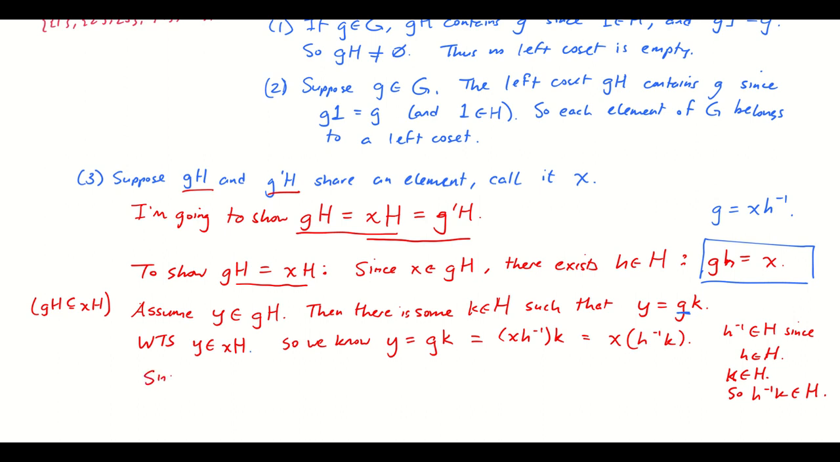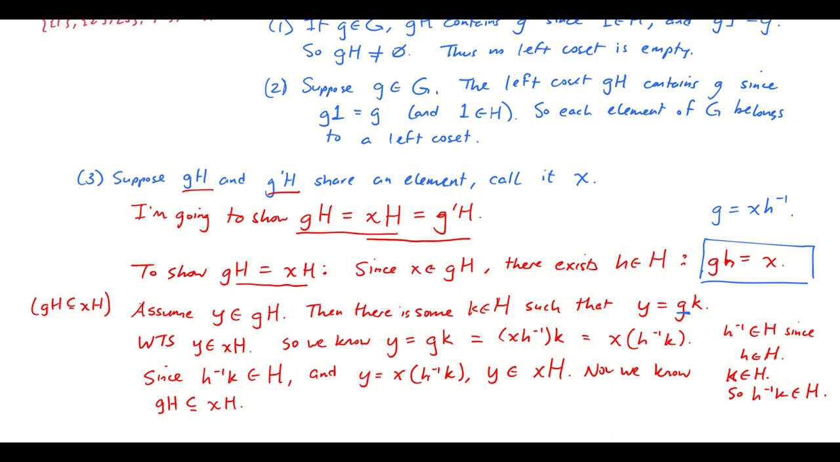So since h inverse k belongs to the subgroup H, and I've expressed y as x times an element of H, in fact, let's highlight that here, y equals x times h inverse k, this means y belongs to XH. So now we know that at least the coset GH is a subset of the coset XH, and that's half of what we wanted to show.